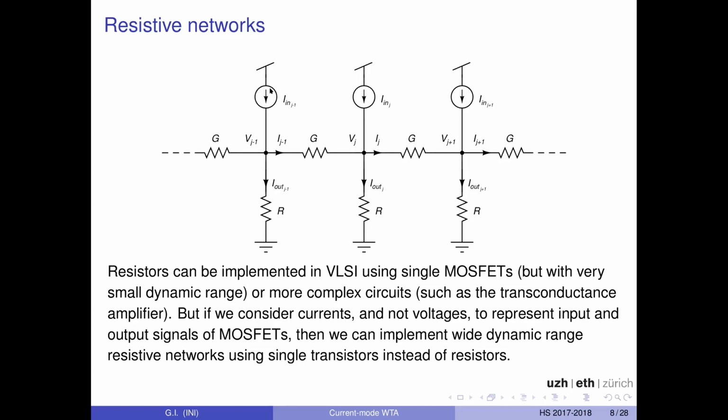You can even think of these coming from photoreceptors, for example. And if you want to do smoothing of an image, if you know about, in computer vision, you use smoothing filters. This could be doing the smoothing. If these are all pixels of an image, the voltages at the nodes here would represent the smoothed version of the image here.